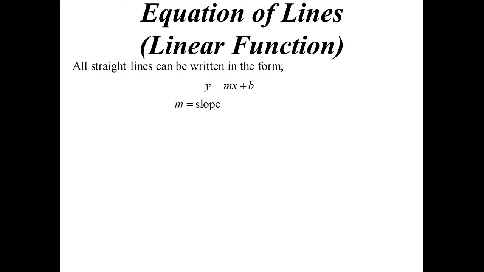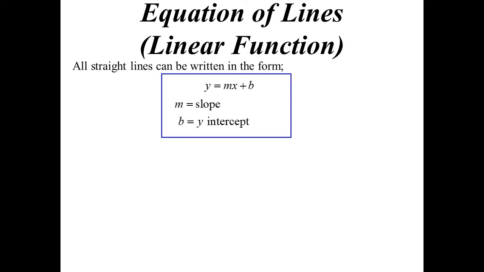So let's begin looking at the equation of a line, also known as the linear function for obvious reasons. We know all straight lines can be written in the form y equals mx plus b. m turns out to be the slope, b turns out to be the y-intercept. Just like any polynomial really, we know that that constant is the y-intercept.